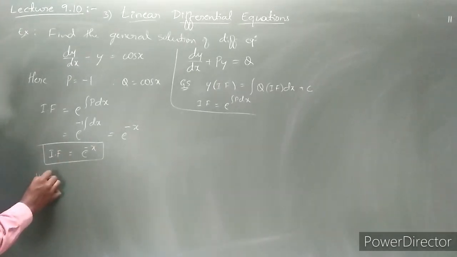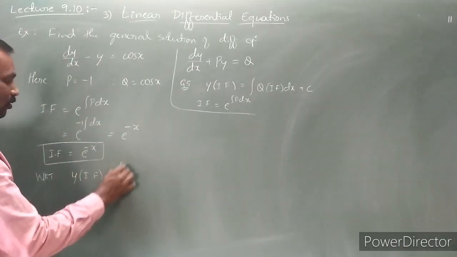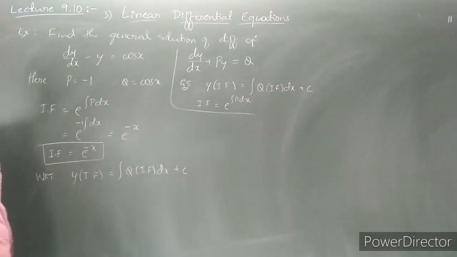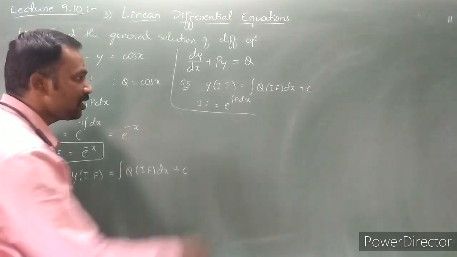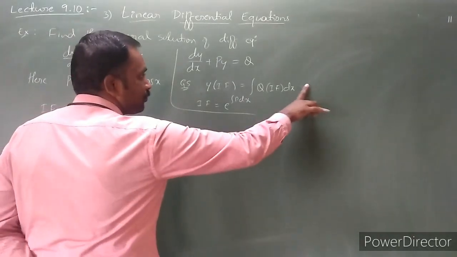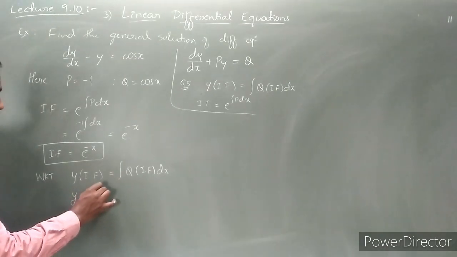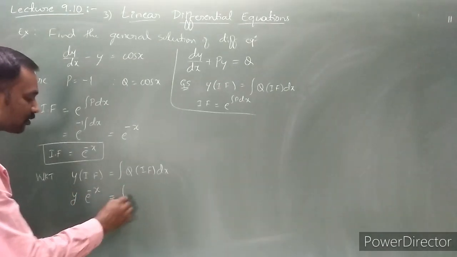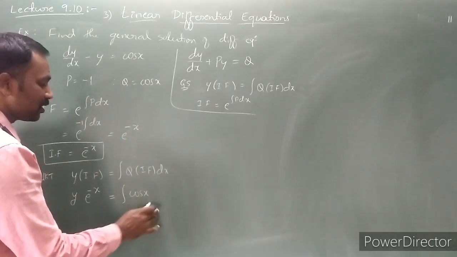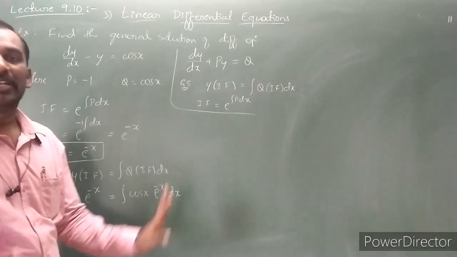Now we know the general solution. What is the general solution? y into integrating factor is equal to integration of q into integrating factor into dx plus c. At the end you can write the integration constant c, or at the beginning, it doesn't matter. I'll just write it at the end, after integration. So y as it is, integrating factor e power minus x, is equal to integration of q, which is cos of x, into the integrating factor e power minus x into dx. If we integrate this one, we will get the answer.